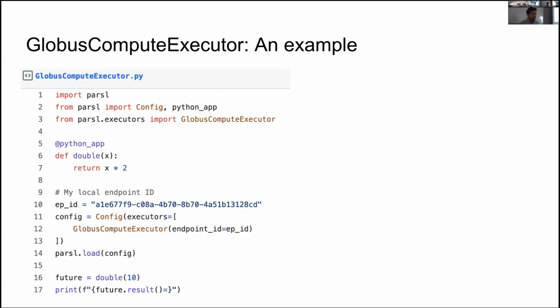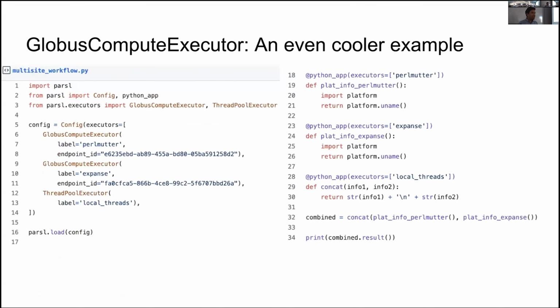Now, that's the replacement of channels part. And then there are all the interesting, cooler bits that you could do with this. Here I have three different executors. One is a Perlmutter executor, pointed at an endpoint running on Perlmutter. The second one is running on Expanse, the SDSC machine, and I've got local threads. And I want to run compute over all of these. So I've got three different apps that I'm trying to run. One is getting the platform information from Perlmutter. The second one is just running that on Expanse. And the third one is concatenating the output from these.